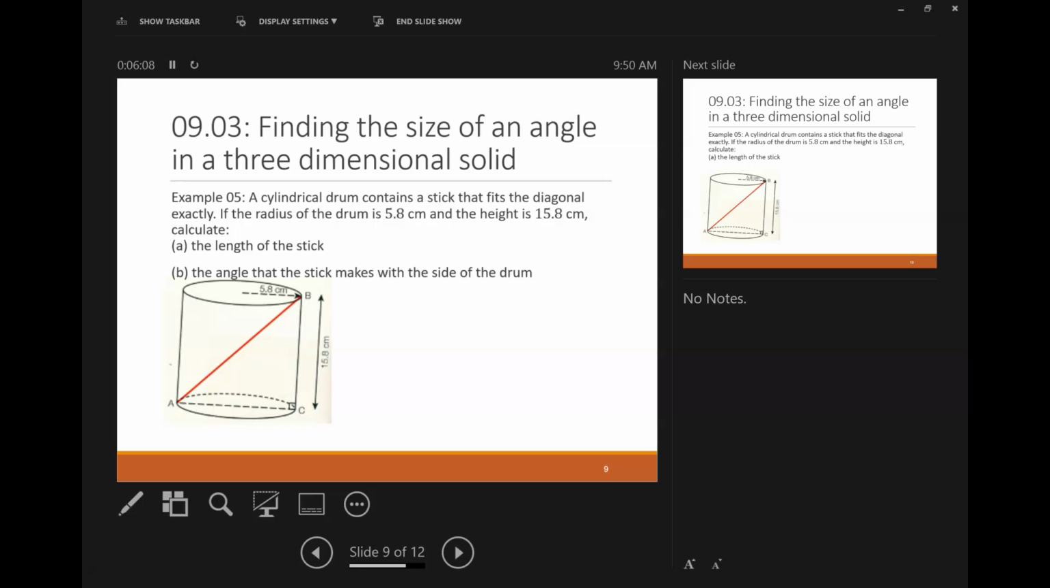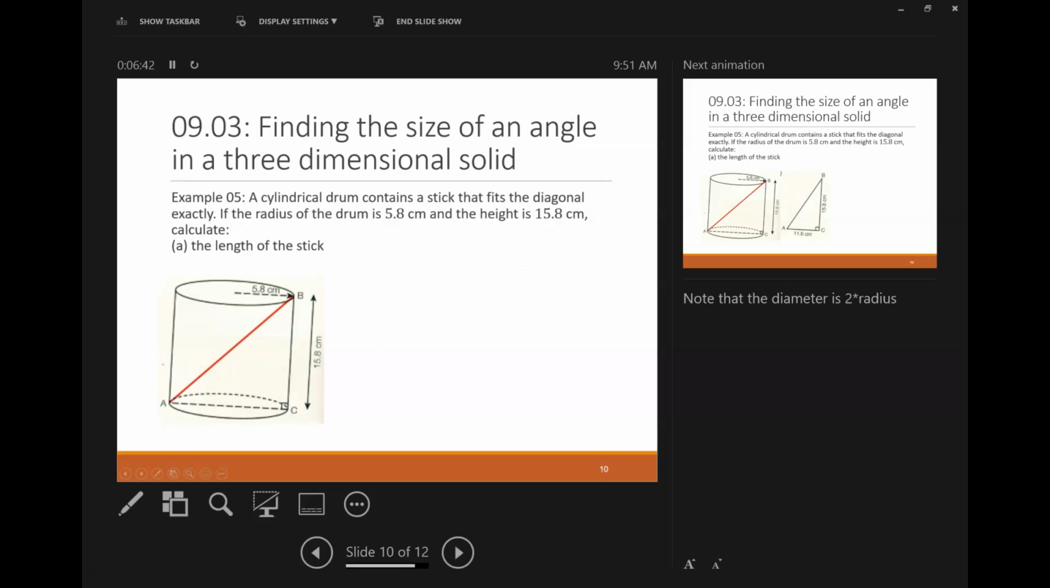So another example. We have a cylindrical drum that contains this stick that's fit in there diagonally. First thing we ask for is the length of the stick. How would I do that? Yeah, I can just use the triangle ABC and use the Pythagorean theorem straight out. Because what's the length of AC gotta be? Yeah, 2 times the 5.8. So there's that. No big deal there.